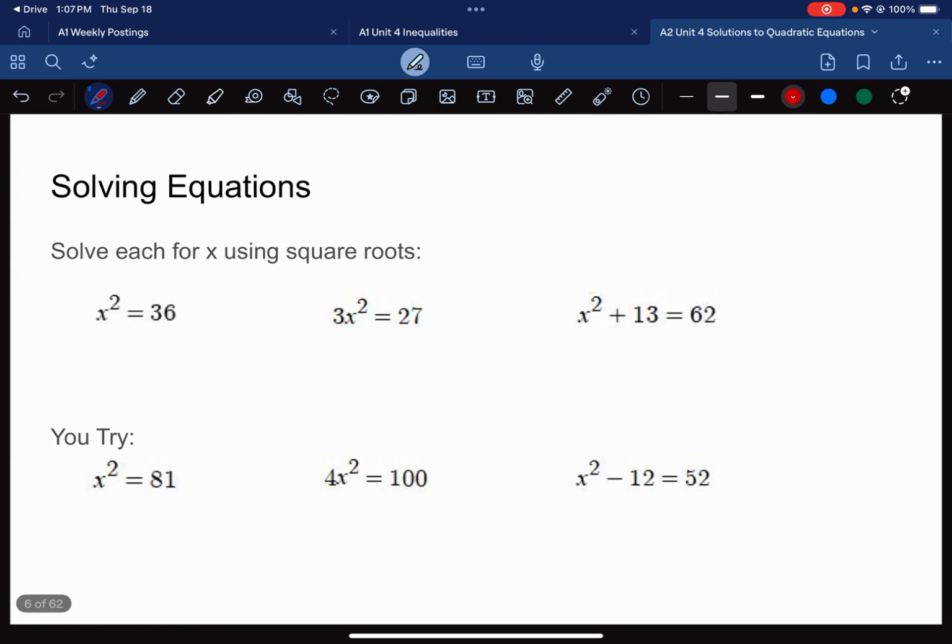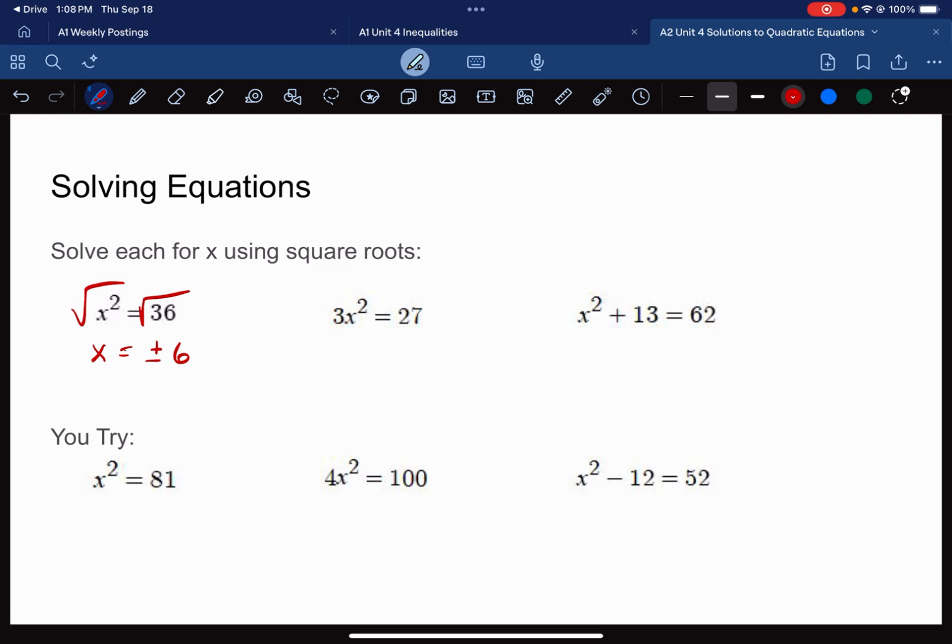So here are some equations we can look at. Now, what do you notice about all the equations on this page? Hopefully you notice that there's no x term, there's no linear term, so we just have quadratic terms. So for this problem right here, the x squared is already isolated. I'm ready to apply the square root, so I'm going to square root both sides. On the left side, that just becomes x, and what is the square root of 36? Well, it's positive and negative 6.